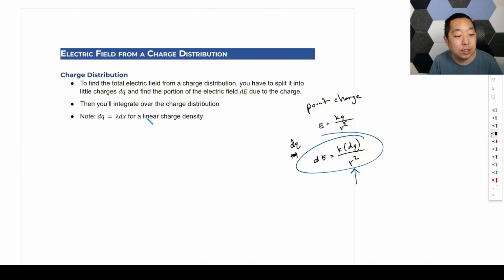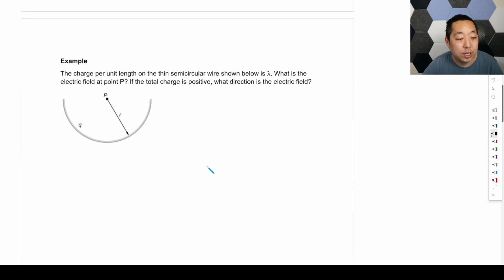A lot of times we have a charge density. Sometimes you'll have density times the length, or times the area, or times the volume. A linear charge density means it's a density per length, so you take the density per length times the length to get the charge. If you have an area or surface density, you multiply it by an area. If you have a volume density, you multiply it by the volume to get the amount of charge. We'll go through some examples.